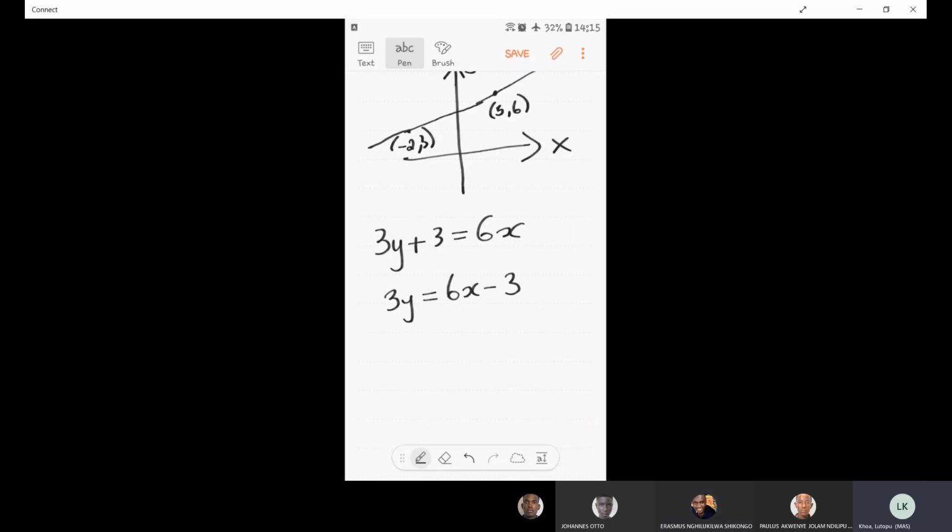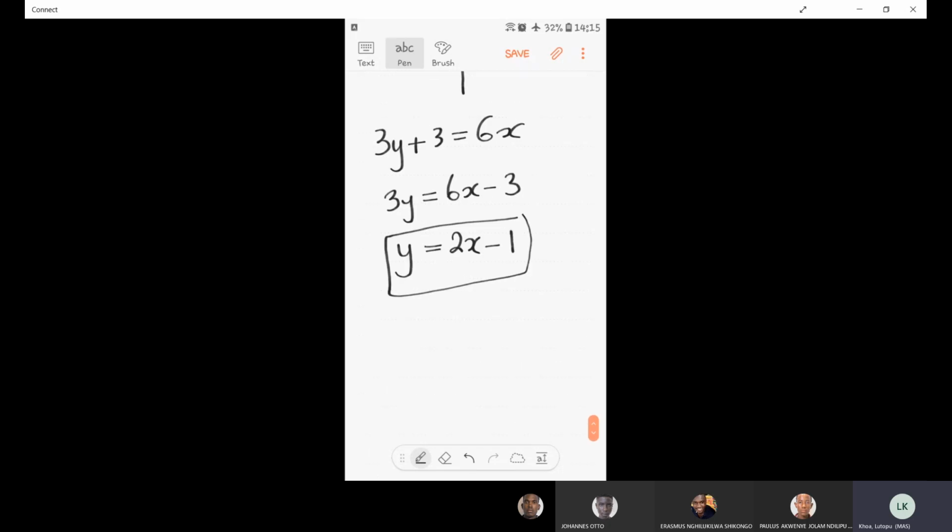Then you divide by 3 on both sides. You have y is equal to 6 divided by 3, this is 2x, and then negative 3 divided by 3, this is 1. So first you put it in standard form. Then you say my gradient, this is the coefficient of x, this is 2, and c is that value over here, which is minus 1.